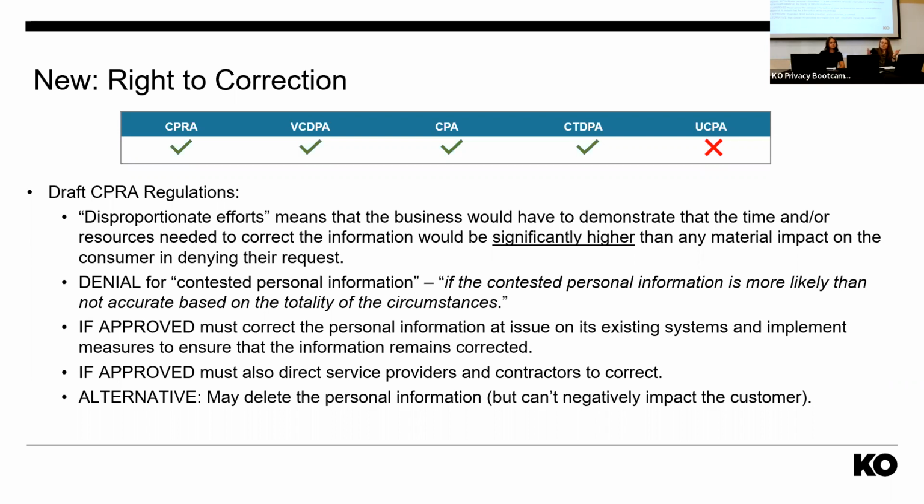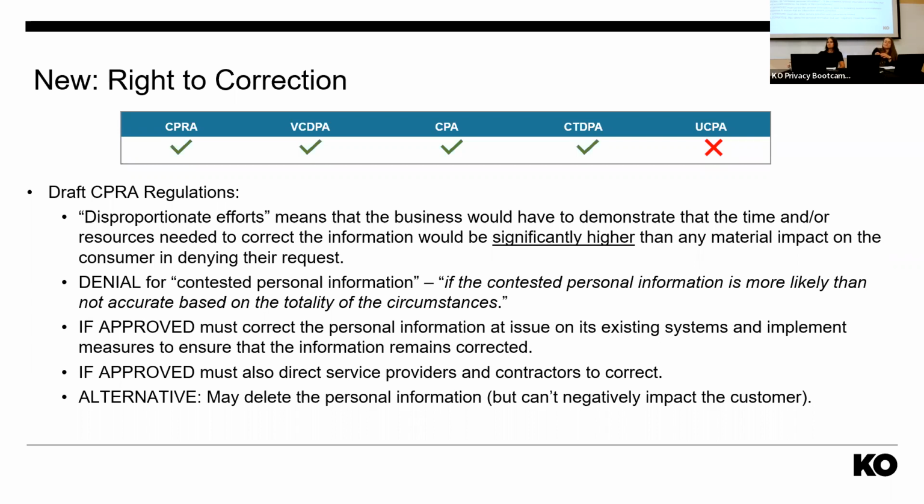if the request is approved, the business must correct the data on its existing systems and implement measures to ensure that the information remains corrected. So if you have a lot of data feeds coming in, it's going to be important to make sure that once information is corrected, it's not automatically reverting to the version that it was before. This is going to be important especially in the data broker, data co-op context, where there are lots of APIs with information being pulled from multiple locations. So there are going to need to be some technical steps taken to address this.